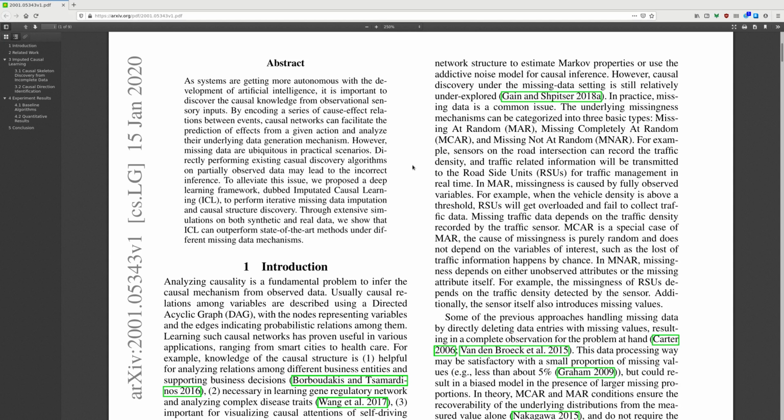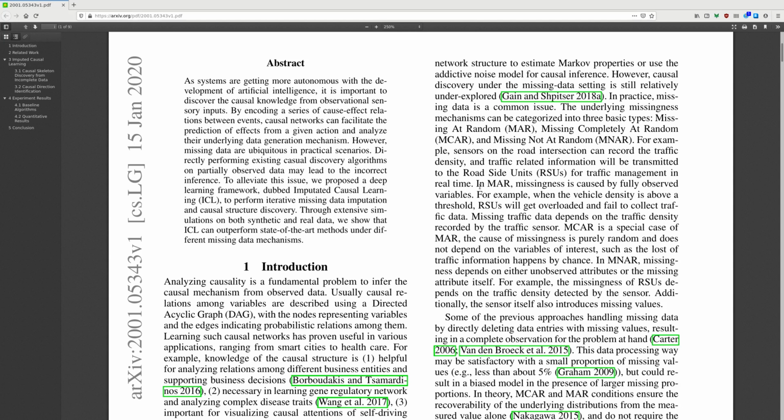not at random. For example, sensors on the road intersections can record the traffic density, and traffic-related information will be transmitted to the roadside units for traffic management in real time. In MAR, missingness is caused by fully observed variables. For example, when vehicle density is above a threshold, RSUs will get overloaded and fail to collect traffic data. Missing traffic data depends on the traffic density recorded by the sensor.